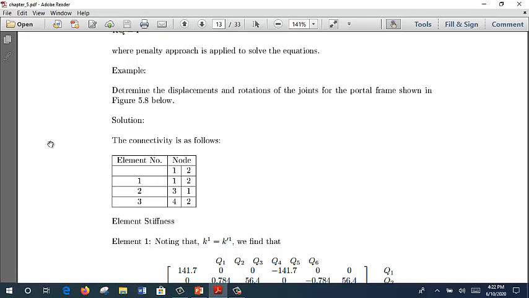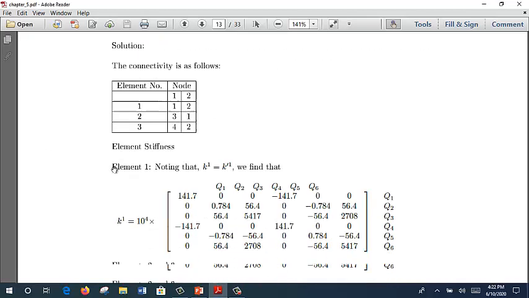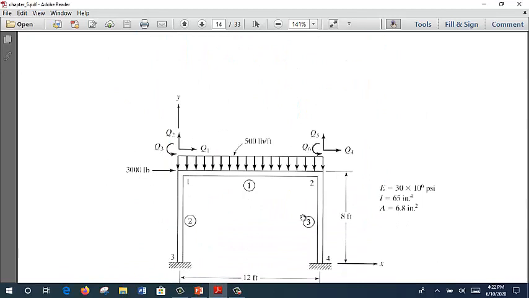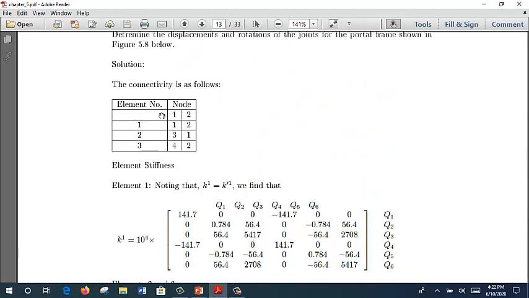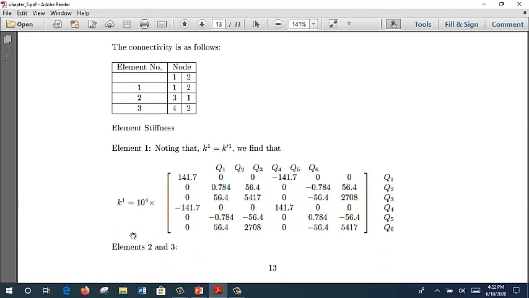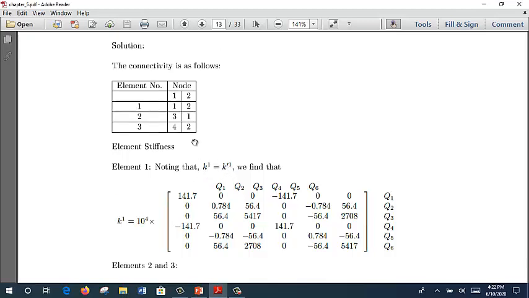So what we need to do first is similar to the previous lesson. First we go to the connectivity table. We have 3 elements here, 1, 2, 3, and each is connected between nodes. First we need to go to the element stiffness matrix and how we calculate that. Noting that K1 is equal to K prime 1, right?